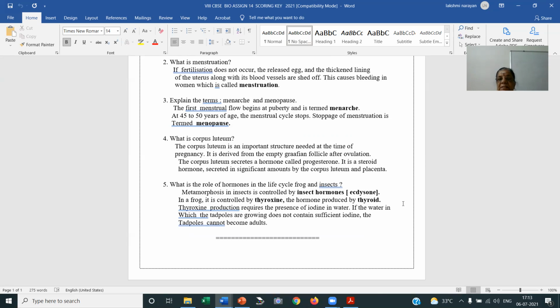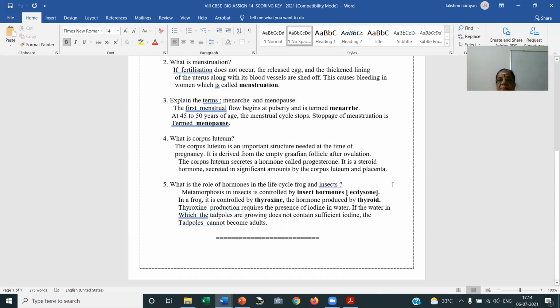Spelling for it, ECDYSONE, ecdysone. Right? In frog, it is controlled by thyroxine, which is produced by the thyroid gland. I hope you follow. Again, this thyroxine production requires presence of iodine in water. A tadpole in the water. If the water in which tadpoles are growing does not contain sufficient iodine, then the tadpole cannot become an adult. This is the role of hormone for frog, important.